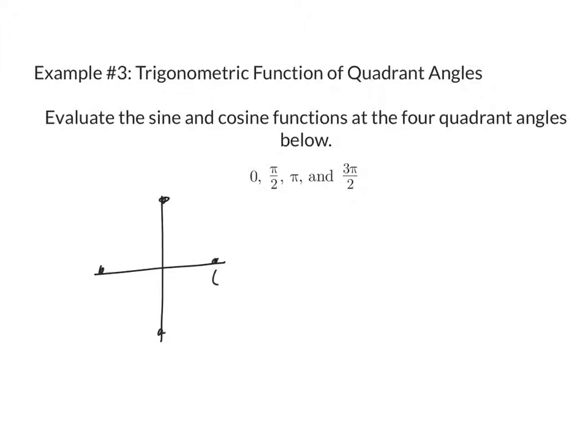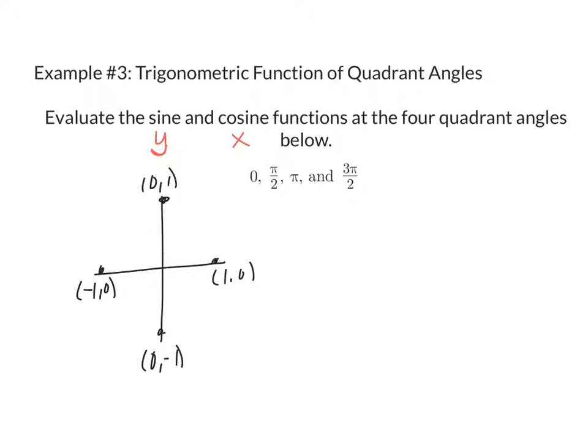Okay, the positive x-axis, remember, is 1, 0. Therefore, the negative x-axis would be negative 1, 0. The positive y-axis is 0, 1. Therefore, the negative y-axis is 0, negative 1. All right. As a reminder, your sine values are your y values, and cosine is your x.